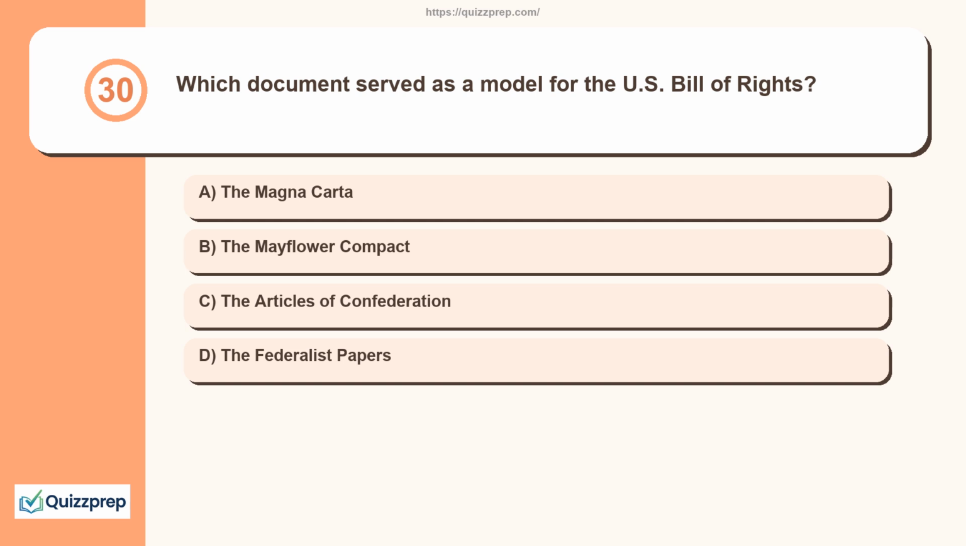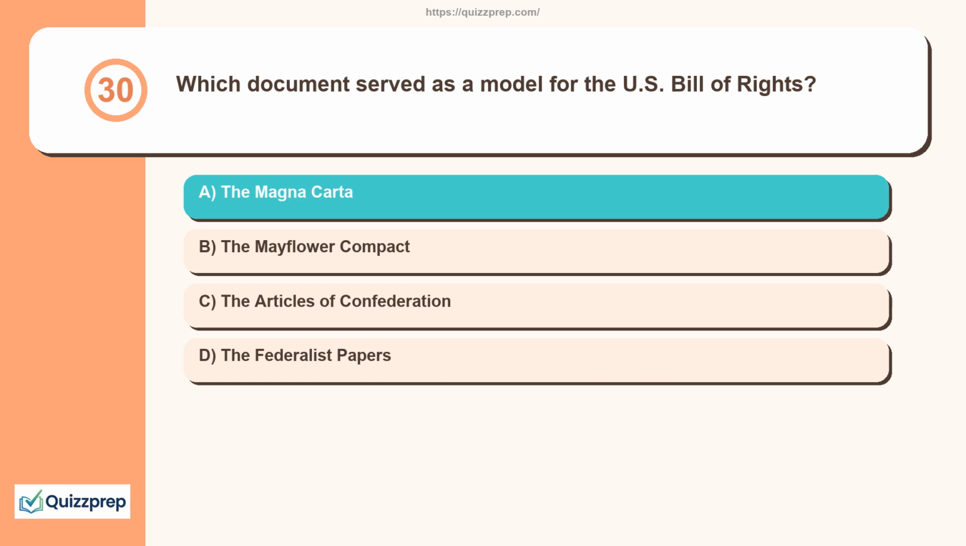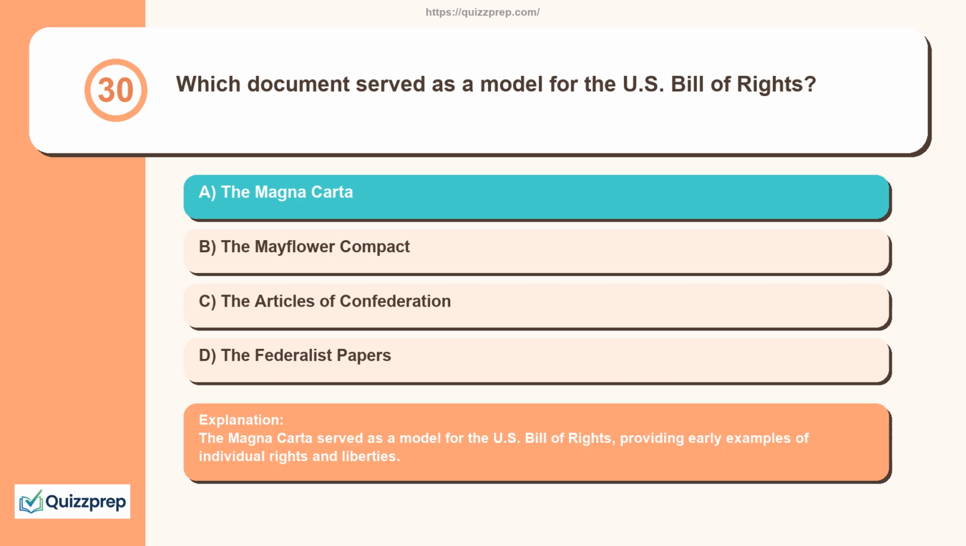Question 30. Which document served as a model for the U.S. Bill of Rights? The Magna Carta, the Mayflower Compact, the Articles of Confederation, the Federalist Papers. The Magna Carta served as a model for the U.S. Bill of Rights, providing early examples of individual rights and liberties.